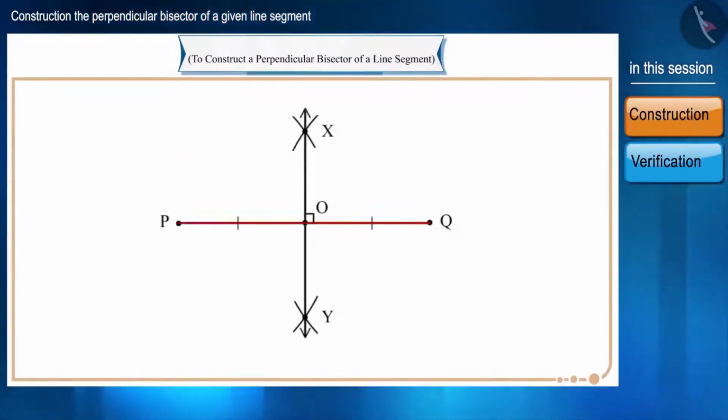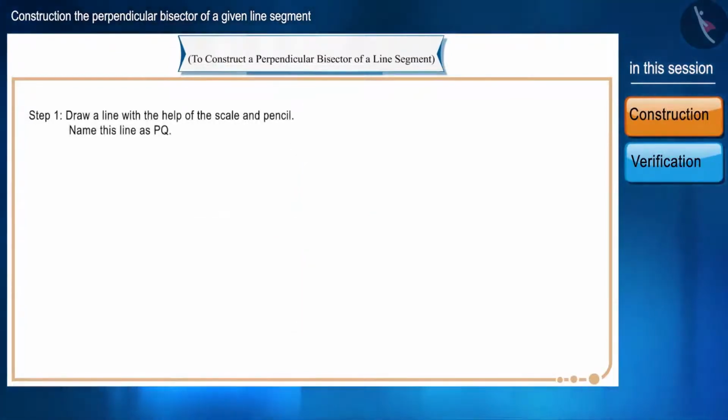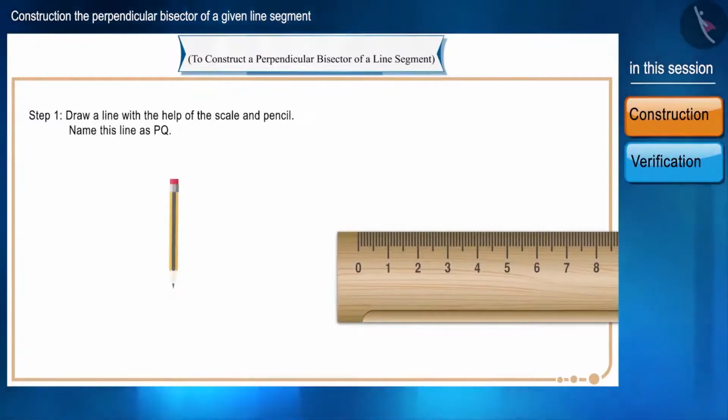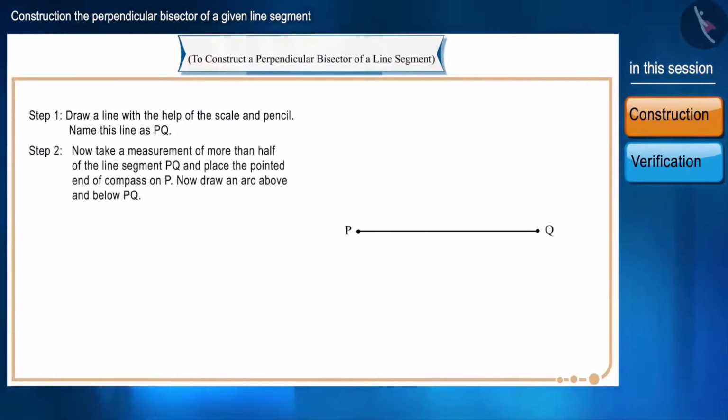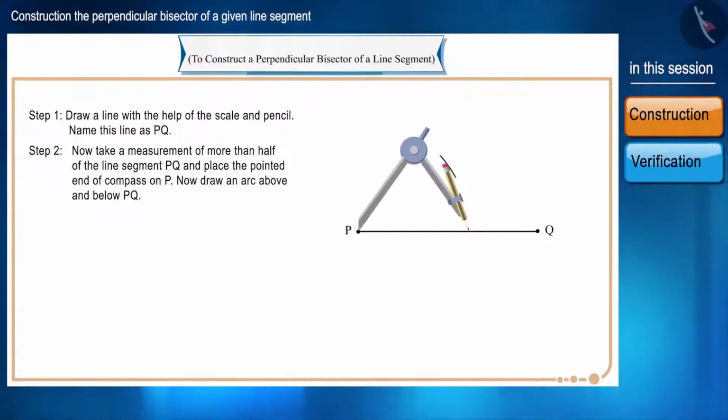Let's assume we have to construct the perpendicular bisector of PQ. So let's start the construction. The steps for this construction are as follows. With the help of scale and pencil, draw a line segment. Let's name this line segment as PQ. Now taking a measurement of more than half of the line PQ, place the pointed end of the compass on P and draw an arc above and below PQ.